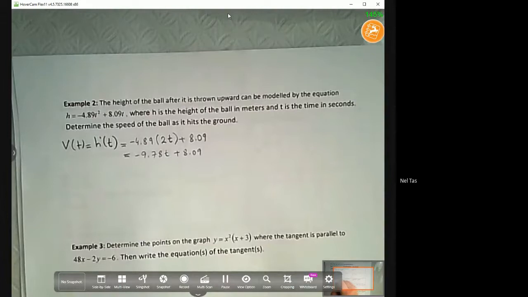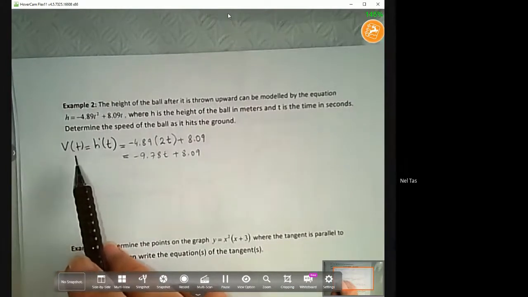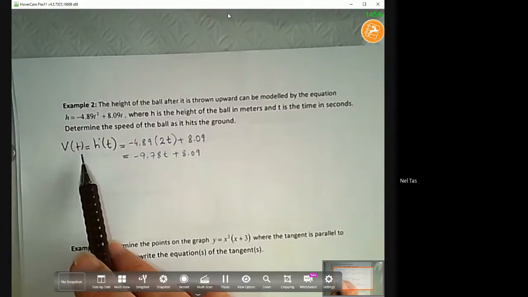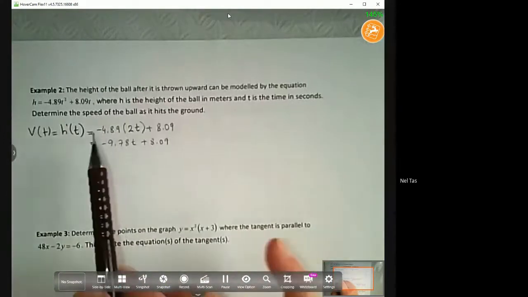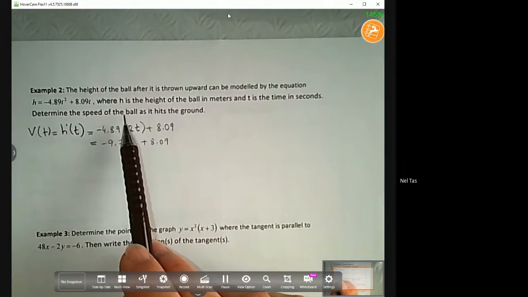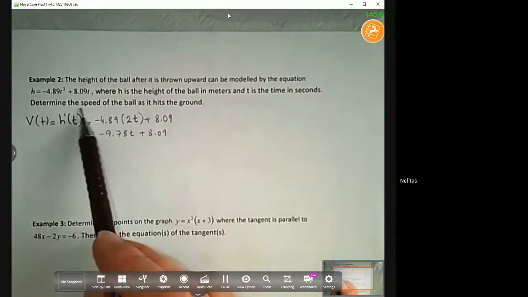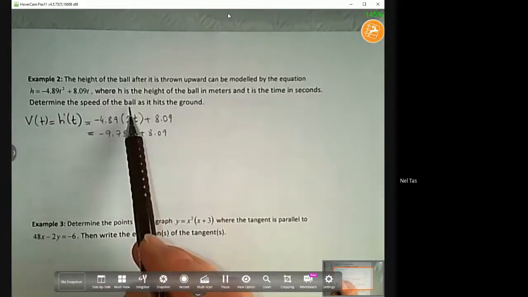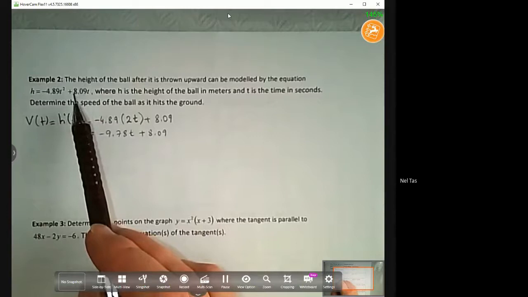Okay, so now you can calculate the velocity for any given time, right? You can just sub in this velocity function and calculate it. However, for this specific question, they are not giving you the time. So it looks like you have to calculate the time, right? It says determine the speed of the ball as it hits the ground. So now you have to calculate when the ball hits the ground, okay?